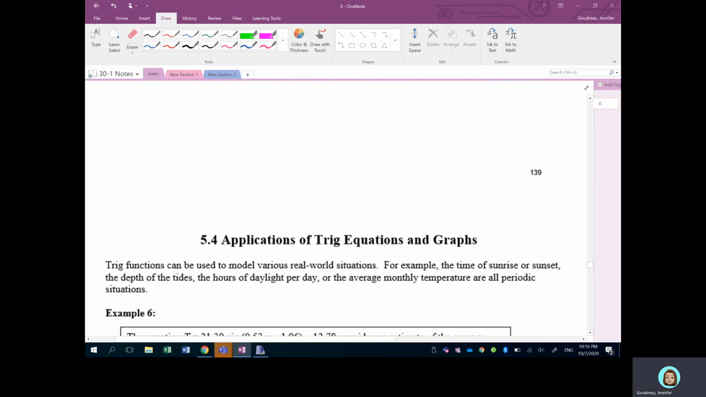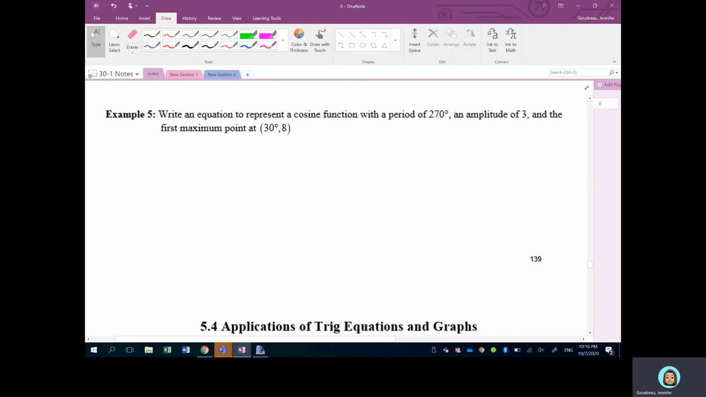Last example here, we have write an equation that represents a cosine function with a period of 270, an amplitude of 3, and the first maximum point is at 38. Okay, so it might be a good idea here to start off with our basic form. So y equals A cosine B theta minus C plus D.